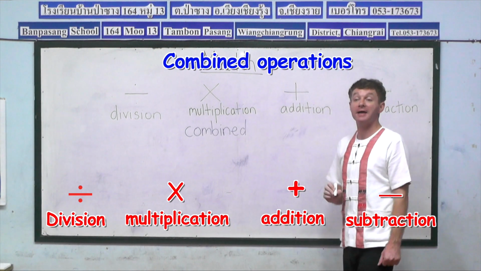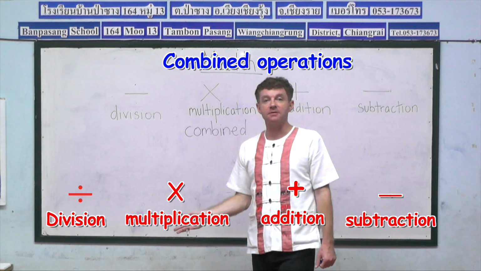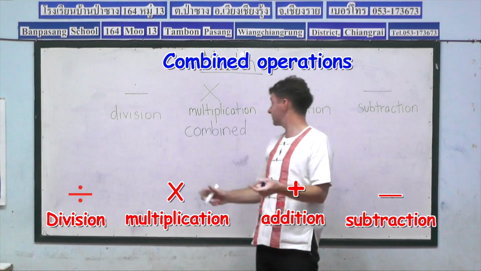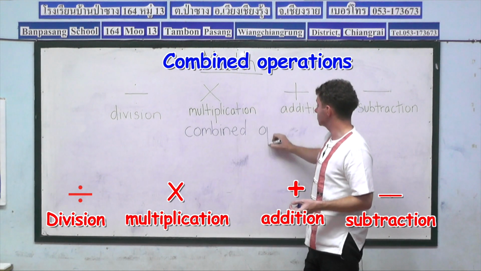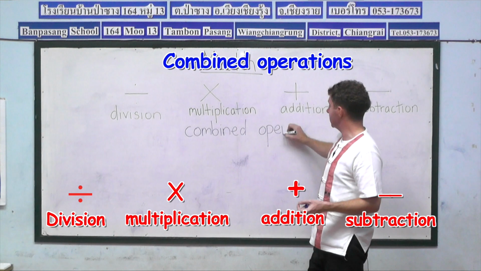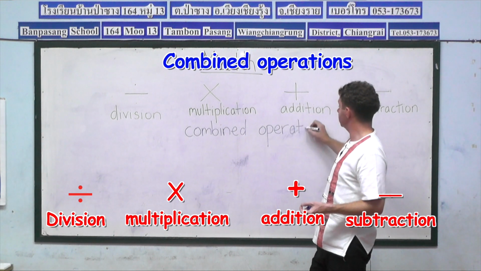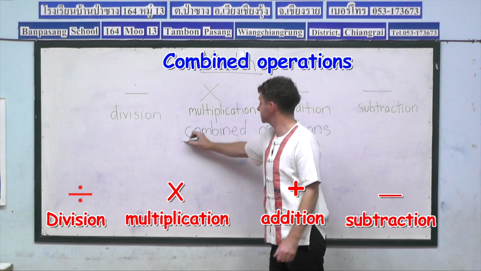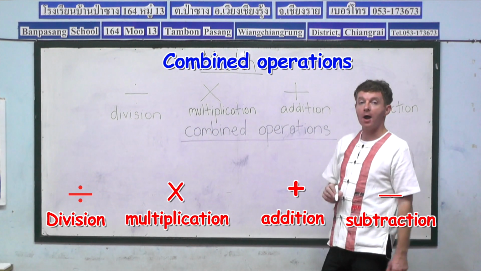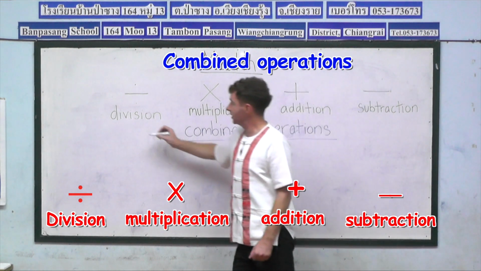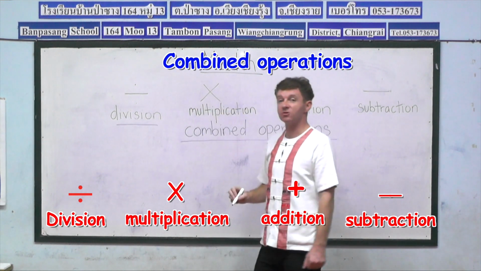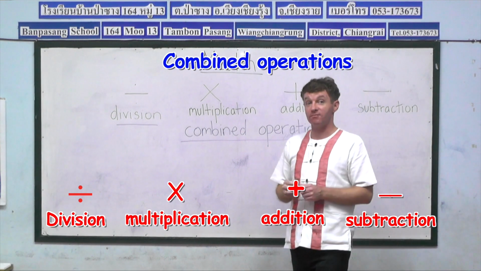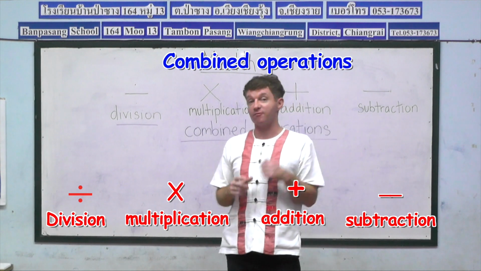Combined, C-O-M-B-I-N-E-D. The word combined means together. If we put something together, it's combined. And operations, O-P-E-R-A-T-I-O-N-S. Combined operations. We're going to be looking at combined operations involving division that also include different numbers.